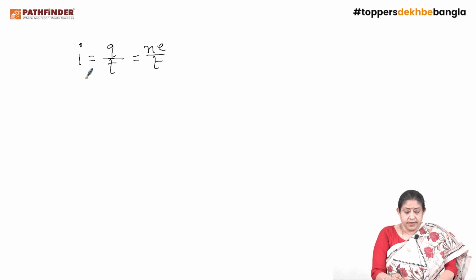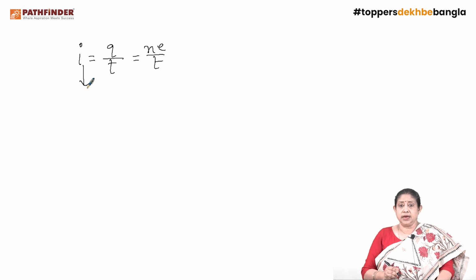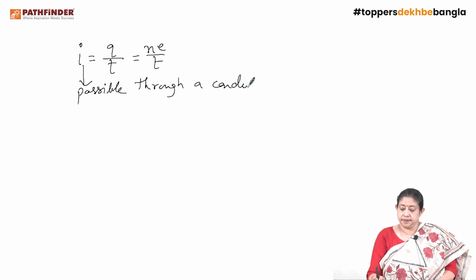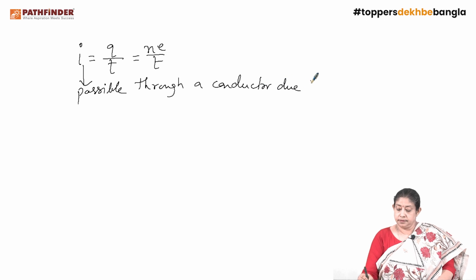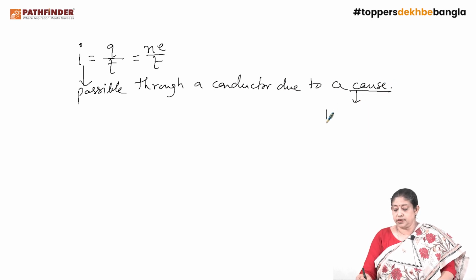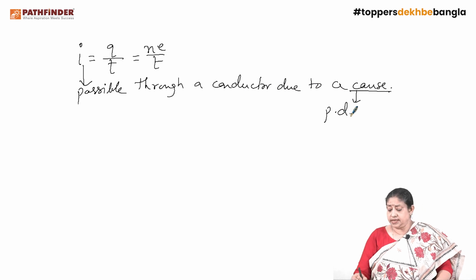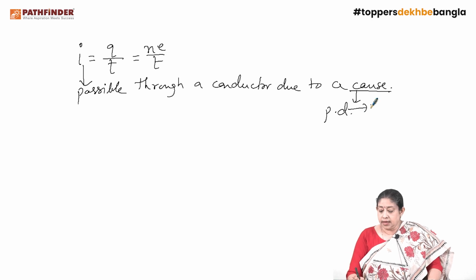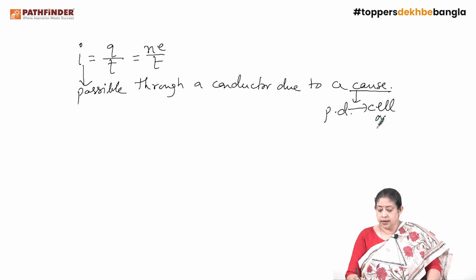Now this flow of current is possible through a conductor definitely due to a certain cause. So I is possible through a conductor due to a cause, right? Now what is the cause for it? The cause is nothing but the potential difference which is maintained. Now who takes the trouble to maintain the potential difference across the conductor? None other than a cell or a battery.